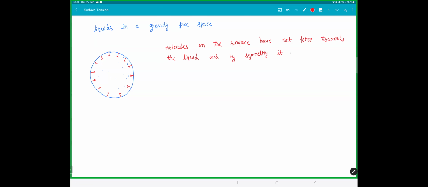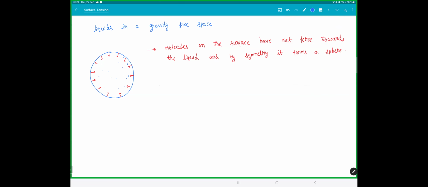It's like people who are standing in a line catching each other's hands. Yes, sir. Because it requires more energy, it doesn't want to increase its area, so it forms a sphere. Getting it? So that is one argument you can give.